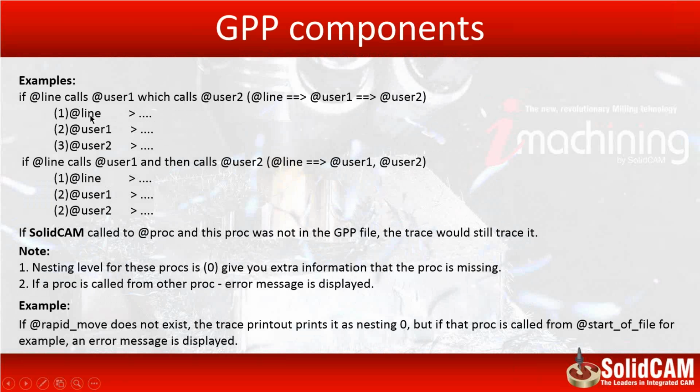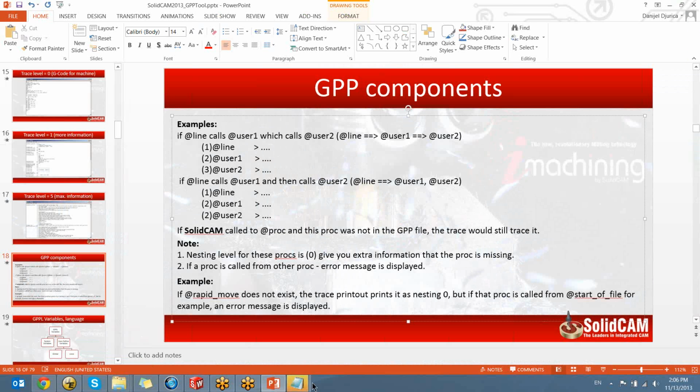Here you have the line procedure, and then we have some user 1, user 2. It doesn't really matter what this slide is about. It's very hard to understand, but it's basically very simple. Let's say that you see this bracket, and here you have 1, 2, 3, here you have 1, 2, 2, and so on. Let's generate the G code with trace statement 1.